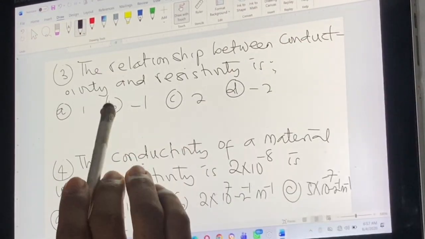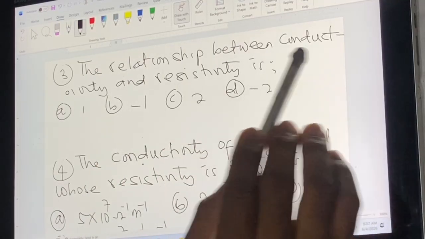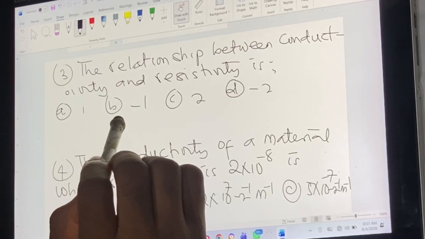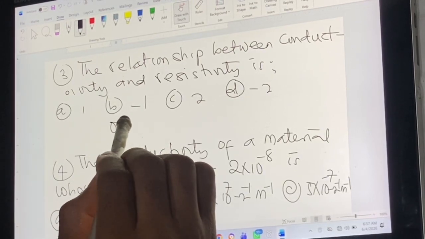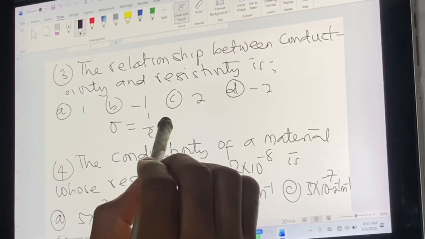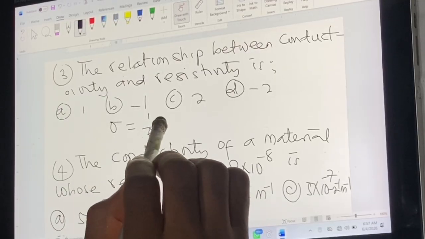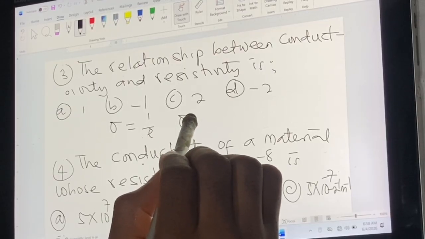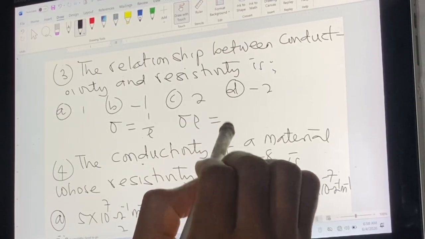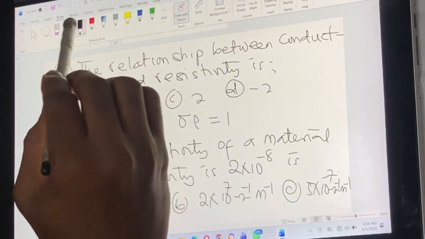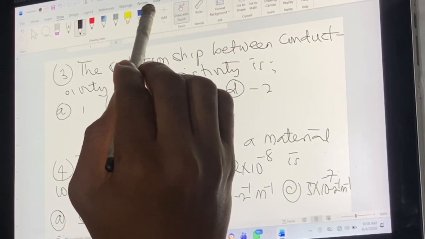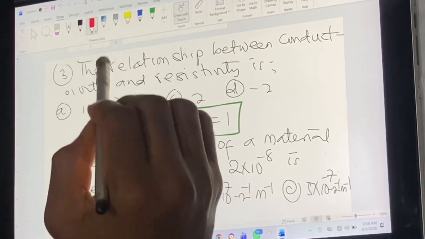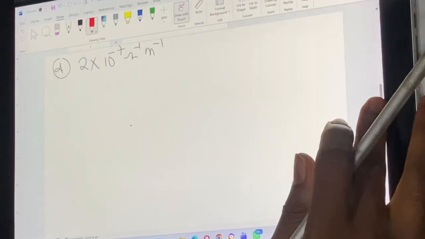Question 3. They said the relationship between conductivity and resistivity is, okay. Now from the formula that conductivity is equal to 1 over resistivity, we cross multiply, and we have conductivity times resistivity will be equal to 1. Please take note of this. So the mathematical relationship between both is equal to 1. All right, so the answer here is A. So let's look into the next one.